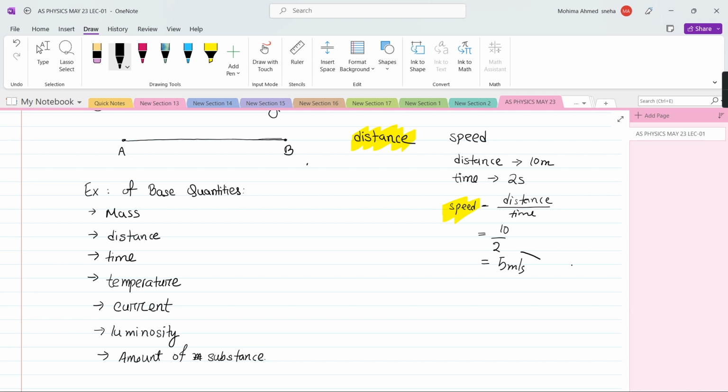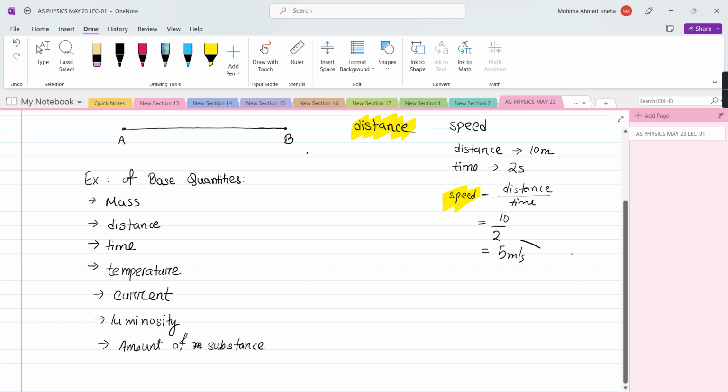So we are all familiar with mass, distance, time, temperature, current, right? But we are not familiar with the term luminosity. This is actually a measurement of the intensity of light. This is outside our A-level syllabus, but we are just learning this term luminosity as an example of base quantities. Nothing else will be asked according to our syllabus about this luminosity topic. Right, and amount of substance is actually moles. If we have studied chemistry, we are already aware what moles are, right? So moles is also a base quantity.